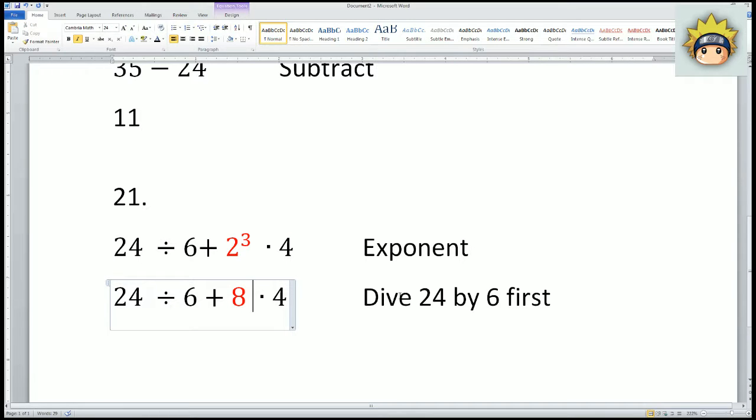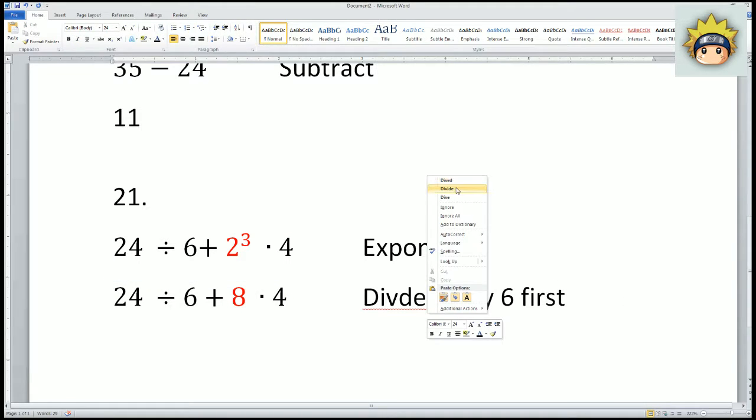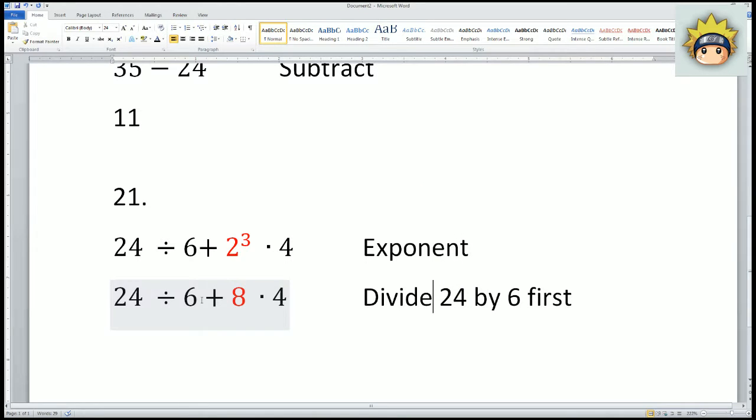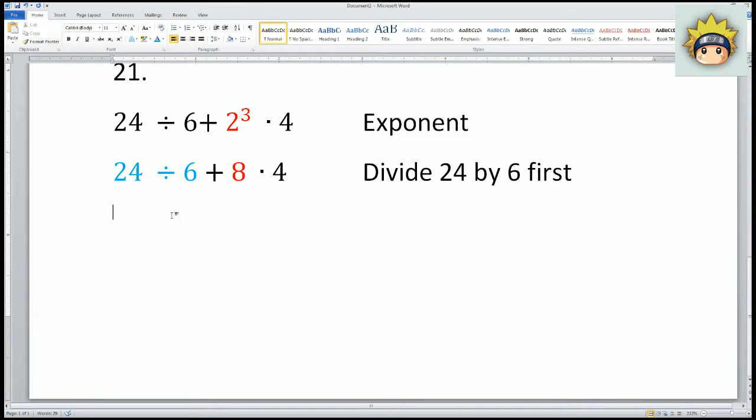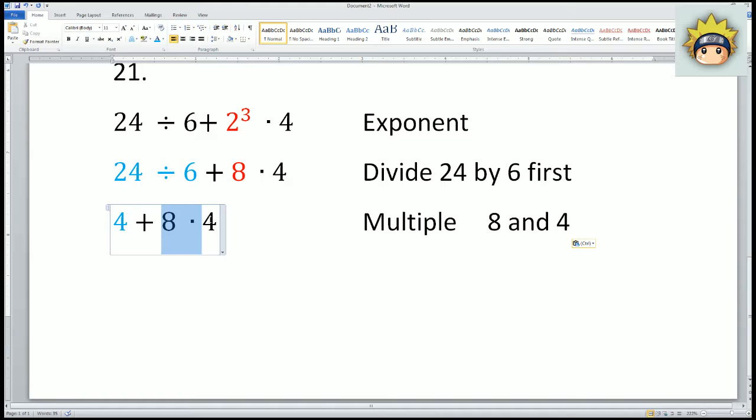Then you can do your divide. Divide 24 by 6. I can make that blue to show you that transition. 24 divided by 6 becomes your 4. That is your blue. Next, we have this addition and this multiplication, so we have to follow the order of operations. Multiply 8 and 4. That I can make green for you. Together, 4 times 8 is 32.